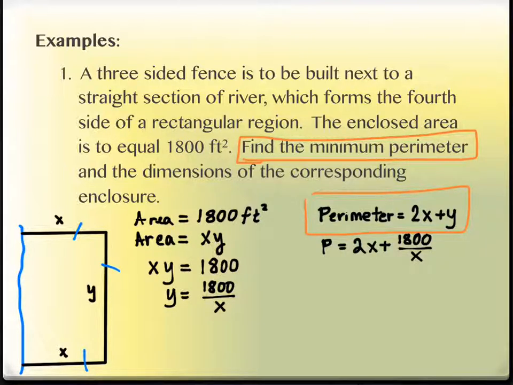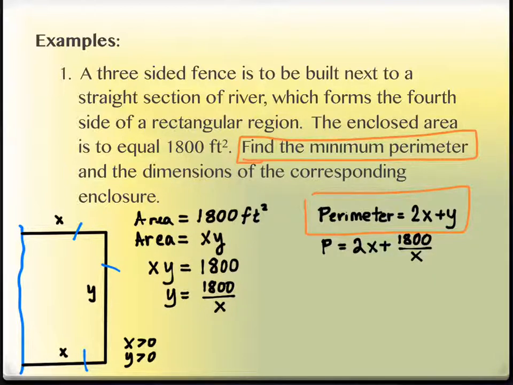What do they both have to be larger than? 0. Why? Right, it can't be negative. And if they were equal to 0, I wouldn't have a rectangle, right? So I would have no area. And I do have area. It's 1800.